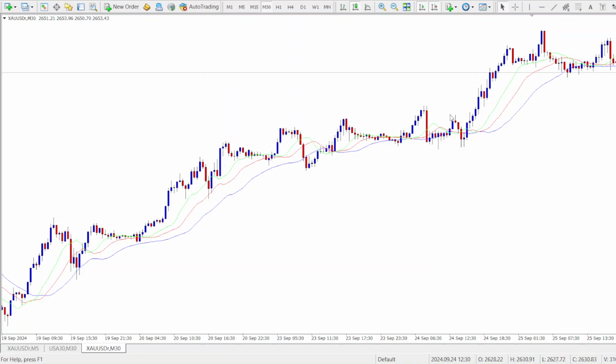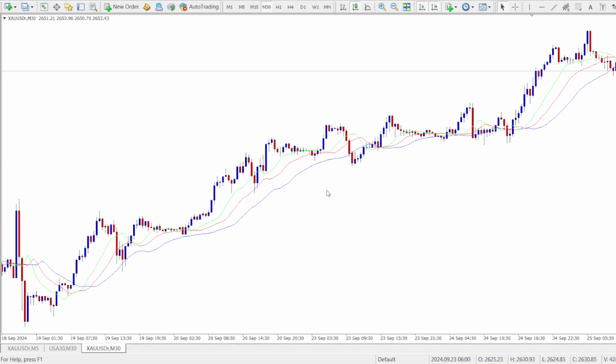Hello traders, you're welcome once again, and in this particular video we are going to be discussing the Alligator Indicator. Basically we are going to be covering how it works and how you can use it to identify good buy and sell opportunities. So getting right into it, the Alligator is composed of three moving averages.